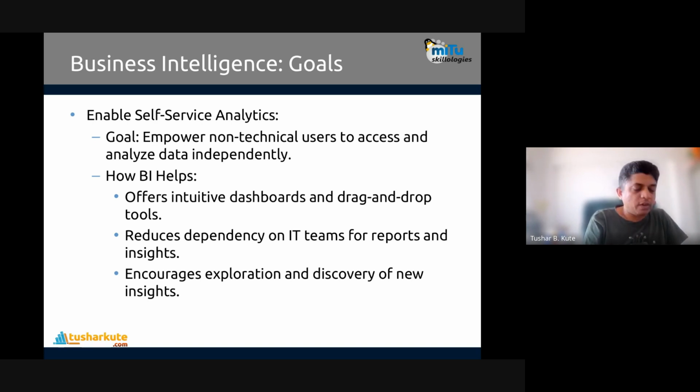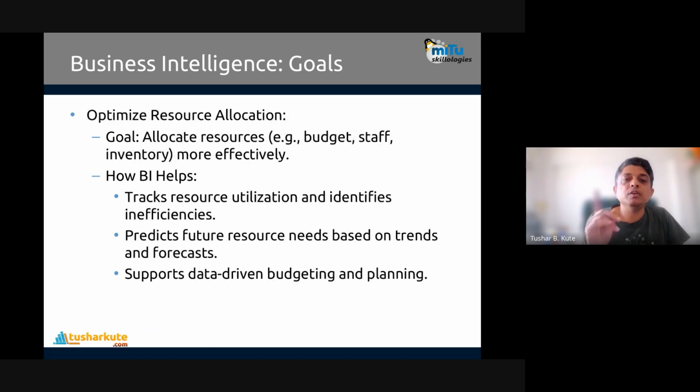Okay, so your BI tools can offer intuitive dashboards and drag and drop tools. Drag and drop tools reduce dependency on the IT team for reports and insights. Yes, self-service. I can do it on my own. I don't require a person who is technically proficient, by which you can explore and discover new insights from your own data. One more aim, which you have already seen in previous scenarios: optimize resource allocation. With a minimum amount of resources, maximum throughput should be generated.